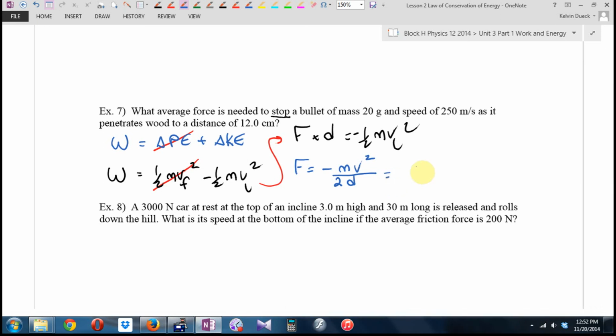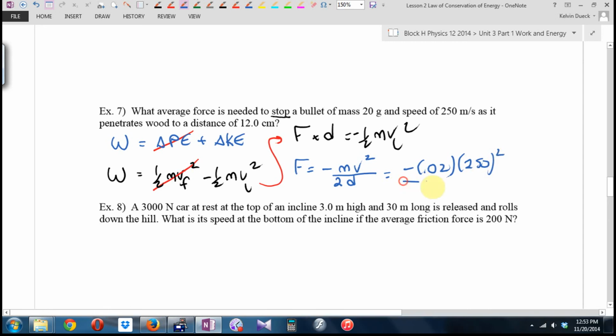So it's going to be negative 20 grams. How many kilos is 20 grams? Careful. 0.02 times 250 squared divided by 2 times 12 centimeters. I can't use that.